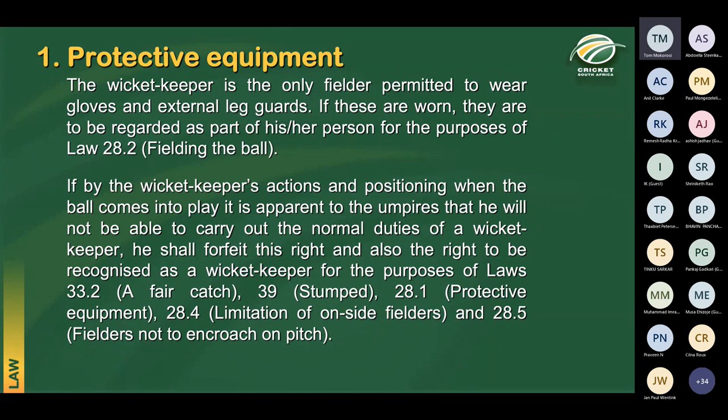So in effect, he or she will have to discard his or her external pads as well as gloves. A wicket keeper can only wear the special protective equipment if they are in a normal position of a wicket keeper. Obviously, for spinners, wicket keepers usually stand up to the stumps, and for medium pace and fast bowlers, wicket keepers stand a little bit back, but never as far back as the boundary. That is not a normal position for a wicket keeper.